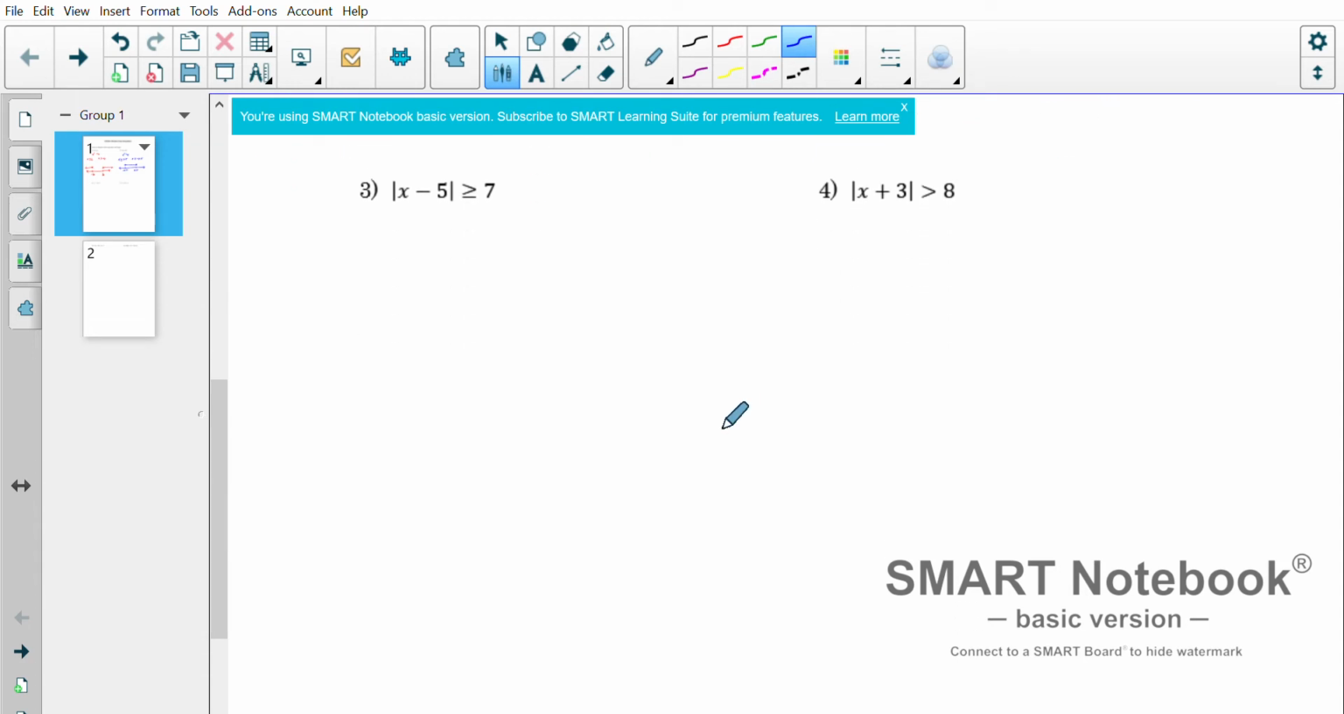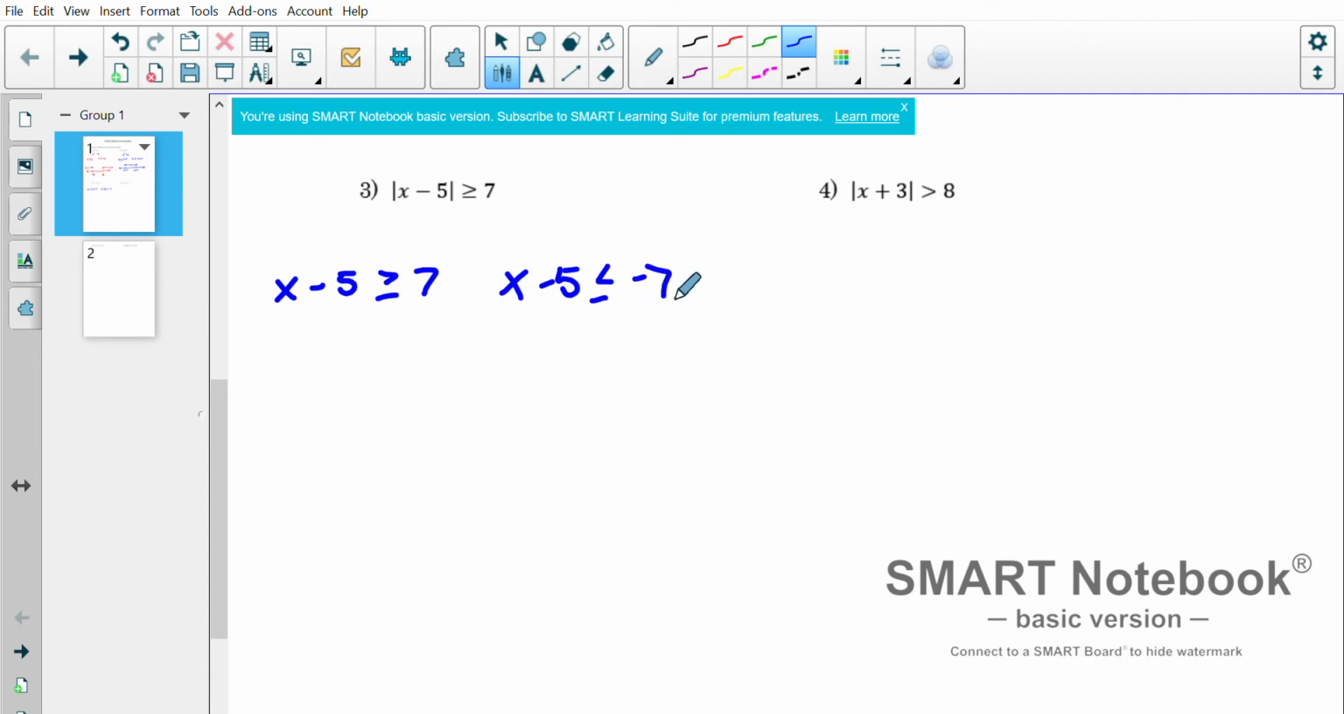Now, number 3, you'll notice we don't just have an absolute value now, we've got something going on inside. The idea is still the same though. We don't have anything on the outside, so we're going to split it up. So our two inequalities here would be x minus 5 is greater than or equal to 7, and x minus 5 is less than or equal to negative 7.